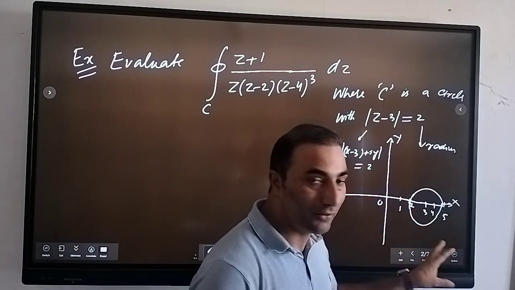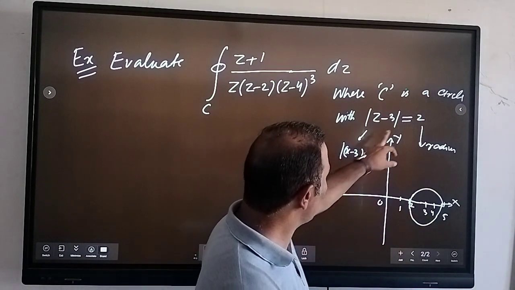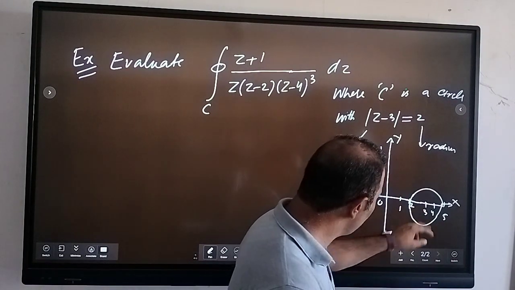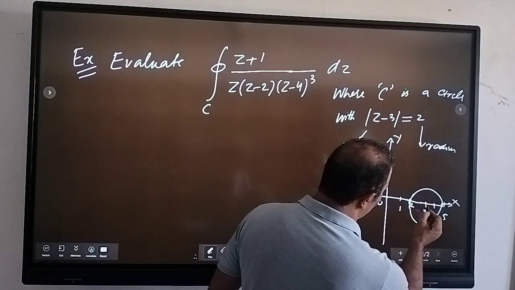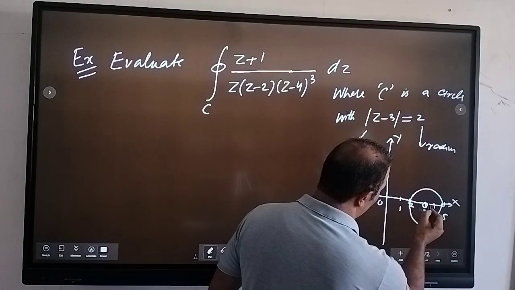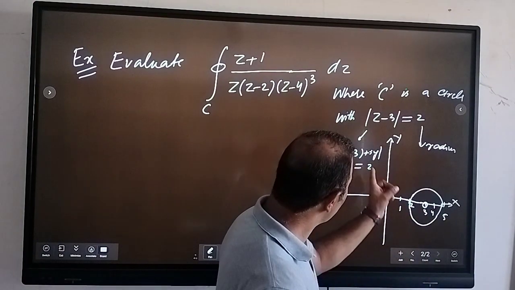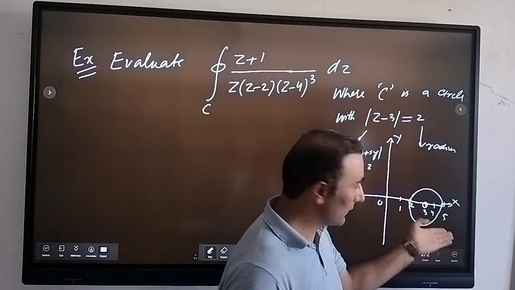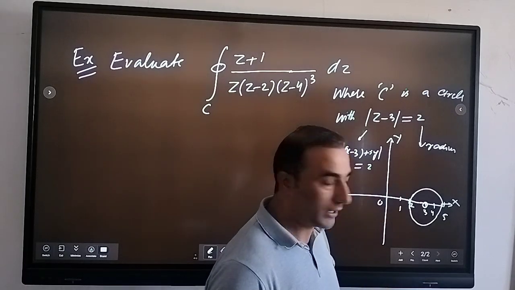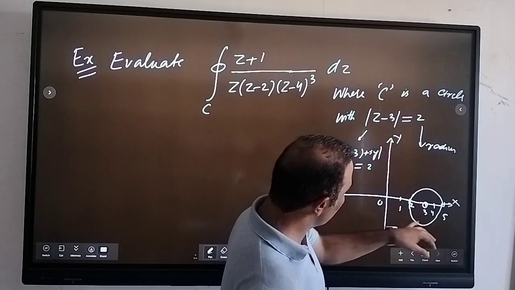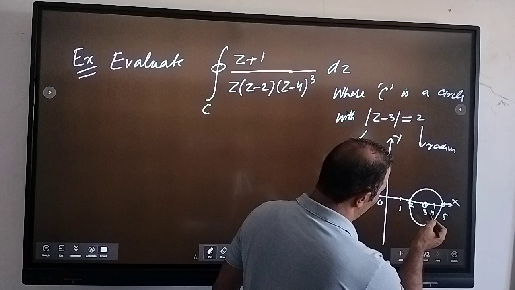So the radius is 2 units and the center is 3 and 0. So 3 and 0 lies here. The center of the circle will lie here. This is the center of the circle because x equal to 3, right? It lies on the x-axis and y equal to 0, right? And the radius is 2, so it will be 2 units away from here.